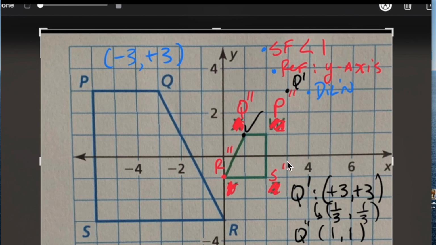So let's review what we did. We figured out that there was a scale factor that was less than 1, and we confirmed that to be a scale factor equal to 1/3. That means the original times the scale factor gives us the final. So 3 times 1/3 gives us 1. Then we recognized there was a reflection over the y-axis. We actually did that first to get 3, 3, and we applied the scale factor to confirm the location of Q double prime.